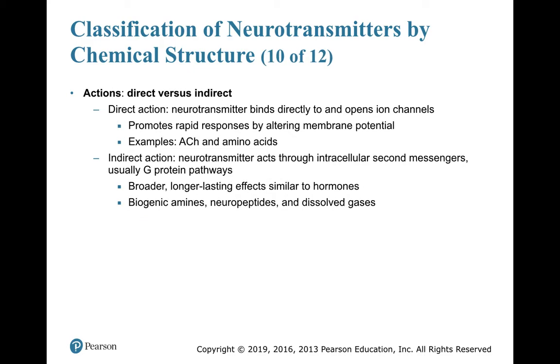Direct versus indirect actions. Direct action, the neurotransmitter binds directly to and opens an ion channel. That gives you a rapid response, altering membrane potential. Acetylcholine did that. Most of the amino acids work that way. Indirect action, the neurotransmitter is going to act through an intracellular second messenger system. And that second messenger system is usually a G protein pathway. We've looked at these before. We'll review it again in a moment.